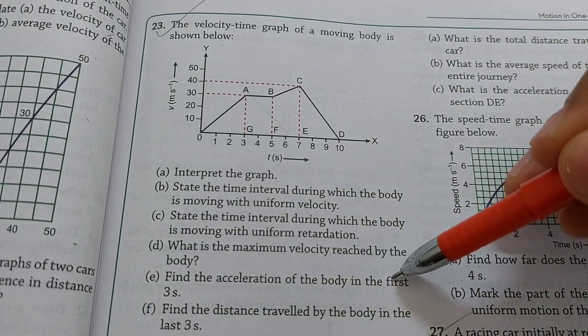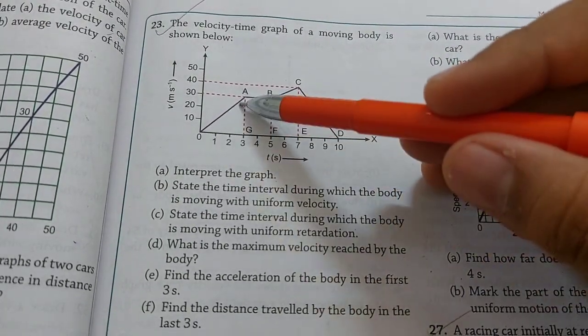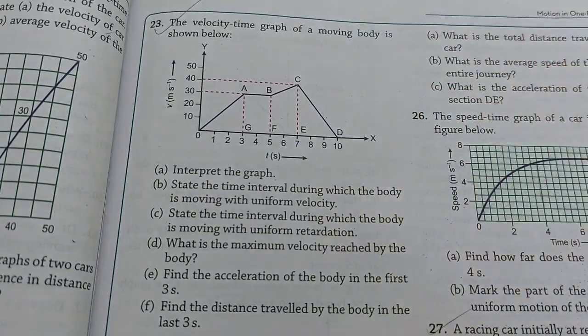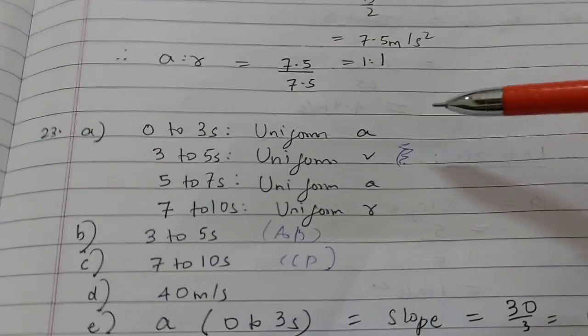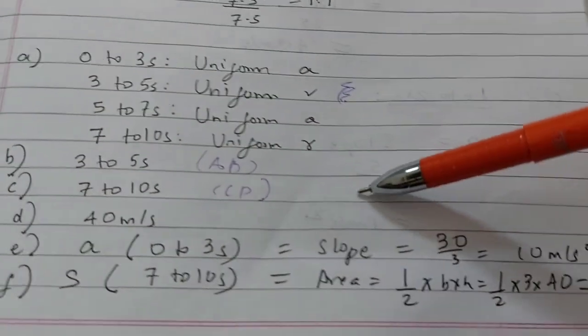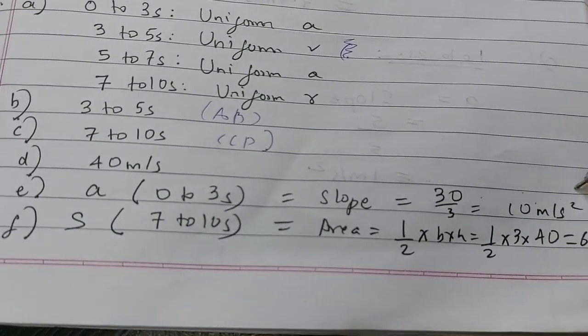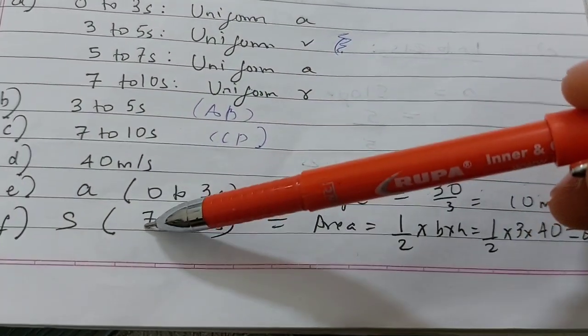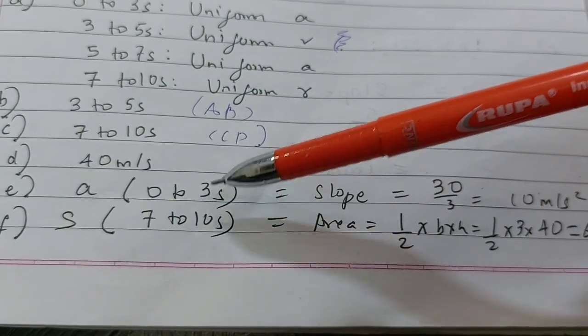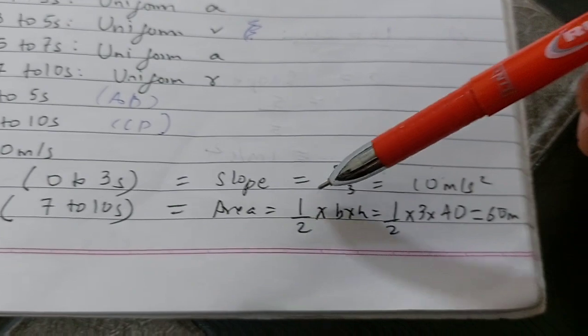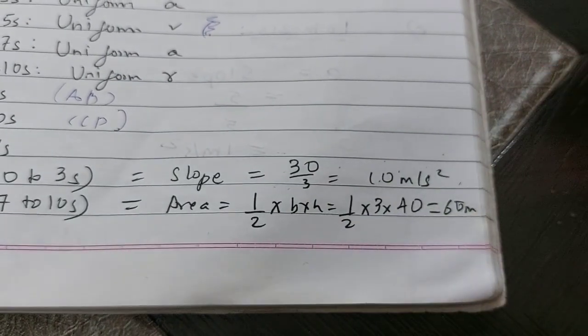Find the acceleration in the first 3 seconds, that's the slope. And the distance traveled in the last 3 seconds, that's the area. So here's how we solve it. Keep looking at the graph to understand it. Don't just copy paste. Slope is 10 meters per second squared. That's the acceleration. And for the displacement, it's always good to give headings, the time interval, so that you don't get confused. So the area of a triangle is coming out to be 60 meters.